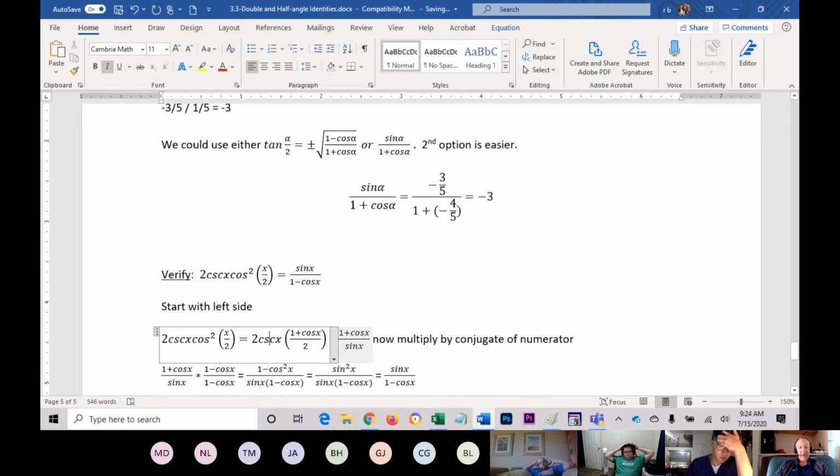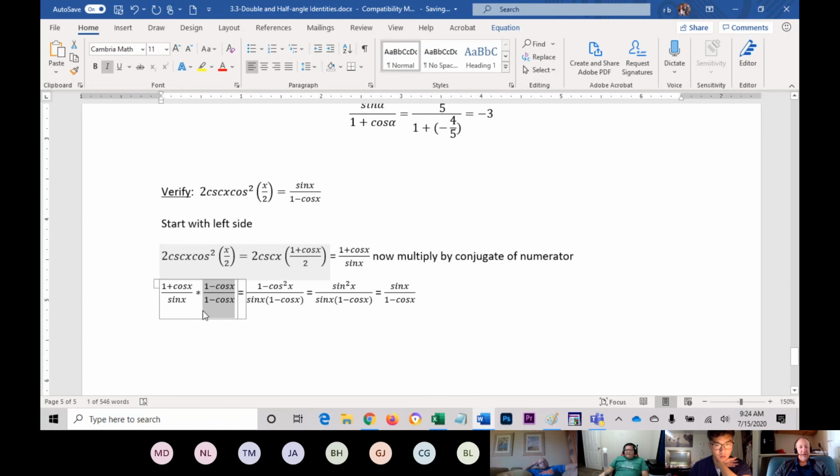The cosecant becomes 1 over the sine, and I've got 1 plus the cosine of x over the sine of x. Okay? So I've now simplified this, now we've gotten rid of all the powers. Now we want to multiply by the conjugate of the numerator this time. So the conjugate of the numerator is going to be 1 minus the cosine of x. So we're going to multiply 1 plus the cosine of x times 1 minus the cosine of x. So that becomes 1 minus the cosine squared of x over the sine of x times 1 minus the cosine of x. Okay? So we've got that there.